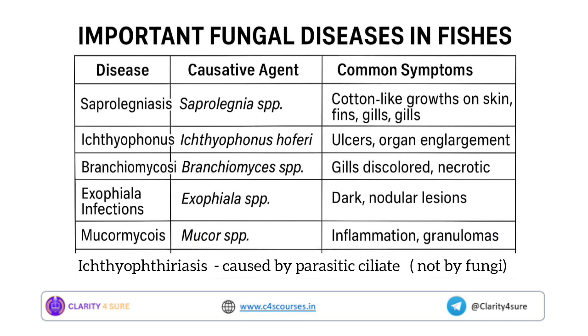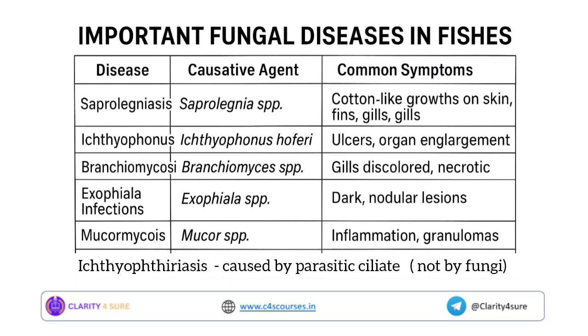Branchiomycosis, also called gill rot. This disease is caused by fungi like Branchiomyces sanguinis and Branchiomyces demigrans. The gills, being delicate and crucial for respiration, are the main target. The fungi block blood vessels in the gills, leading to necrosis, discoloration, and respiratory distress. It spreads rapidly in warm, poorly oxygenated water, often causing mass mortality in ponds. Think of it as the gill assassin that silently suffocates the fish.